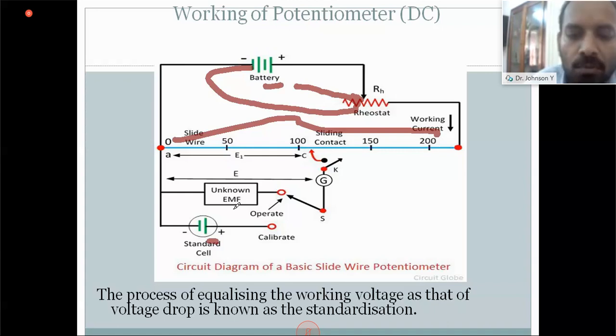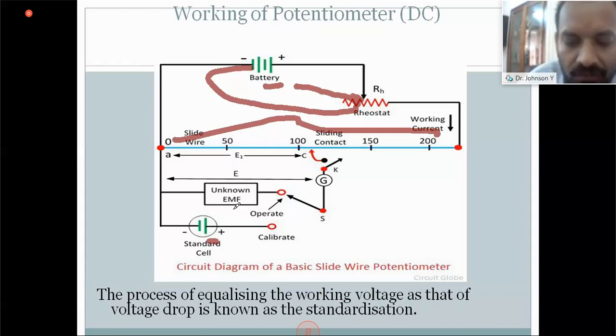And there is a galvanometer G placed in between the switch and a key. This key or jockey can be placed or touched anywhere on this sliding wire. So we slide along this wire with the help of this jockey or key. And in the switch position, we see calibrate and operate. The calibrate means it's used for calibration purpose or standardization purpose.